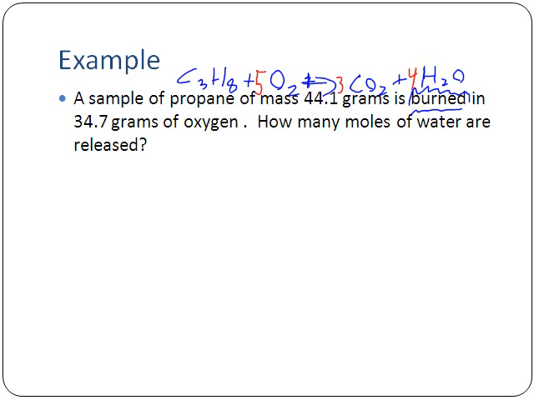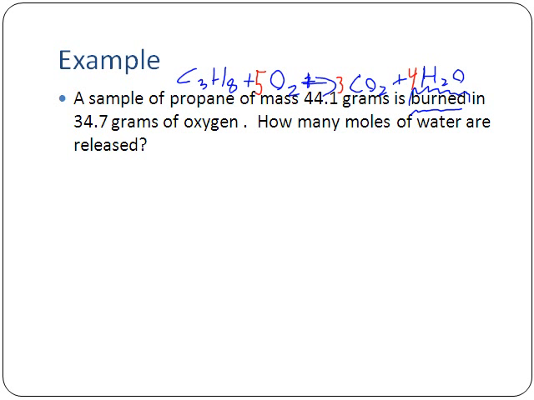And so C3H8 plus 5O2 yields 3CO2 plus 4H2O. That's what we get for our chemical formula. Now, we're told that we know the amount of propane, 44.1 grams, and we know the amount of oxygen, 34.7 grams. We don't know which one limits. We've got to figure that out first. And so this is what we're going to do to start things off.